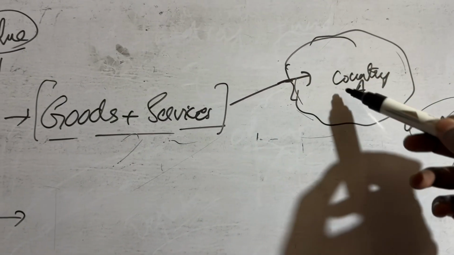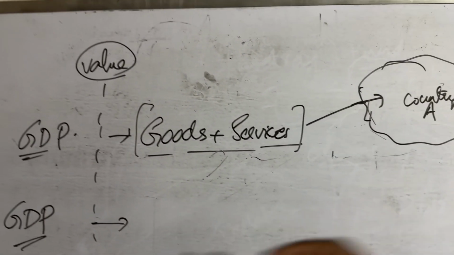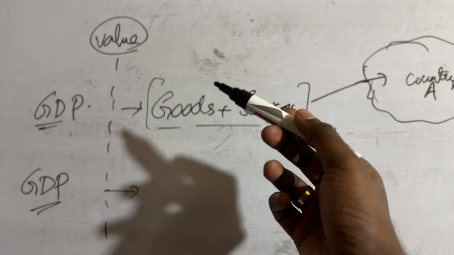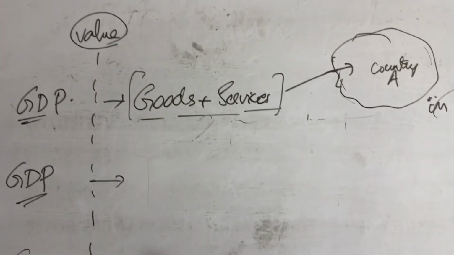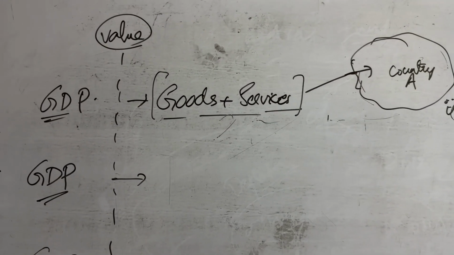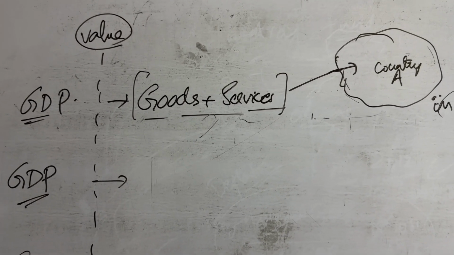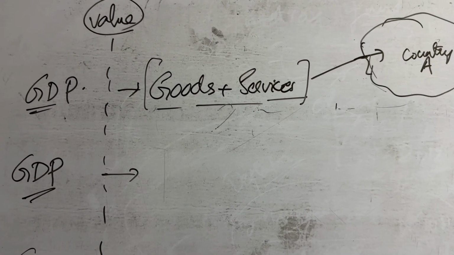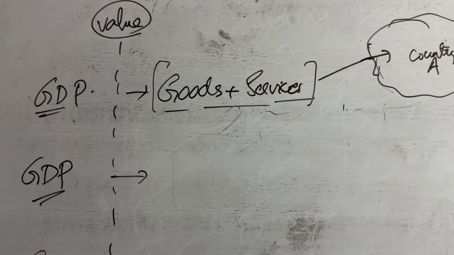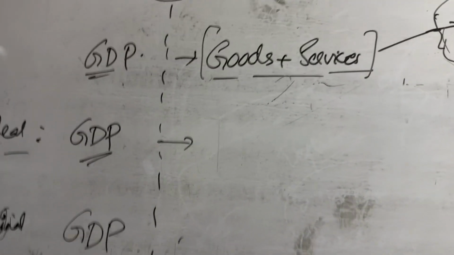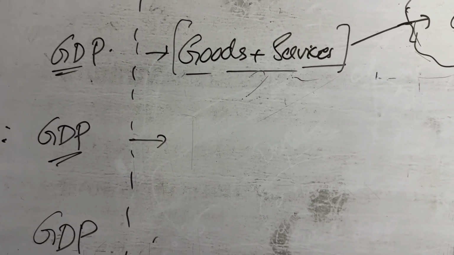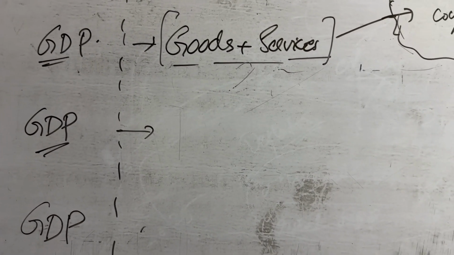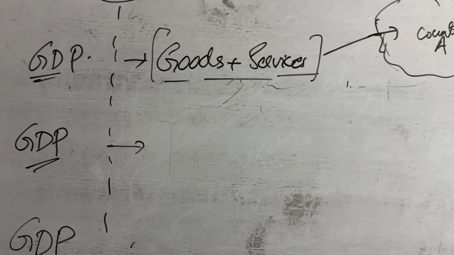Suppose this is a country. Domestic means which is happening inside the country, right? Then product. What is a product? Goods and services. Goods, for example, there are cars manufactured in the country, there are phones manufactured in the country, there are clothes manufactured. So all this comes under goods. And then services. Suppose there are doctors, engineers, architects, lawyers. So these all come under services.